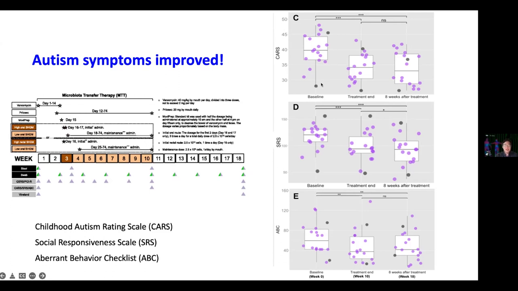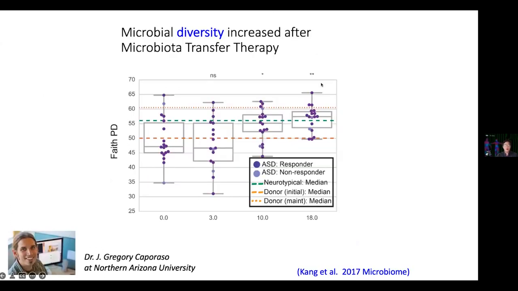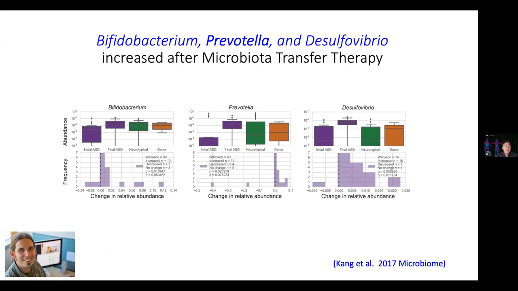And then the next question was, how about the microbiome? As we hypothesized, we expected that microbiome diversity increased. And in fact, when we look into the microbiome, microbial diversity increased significantly after microbial transfer therapy, as you saw here. And also we found that three beneficial bacteria increased, for example, including Prevotella.